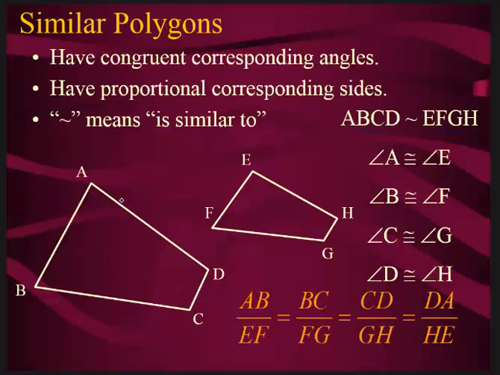AB over EF will equal BC over FG, which should equal CD over GH, which should equal DA over HE. So I'm making a ratio out of all the corresponding parts, and when I reduce these fractions, I better get the same answer. If I don't, these are not similar polygons.